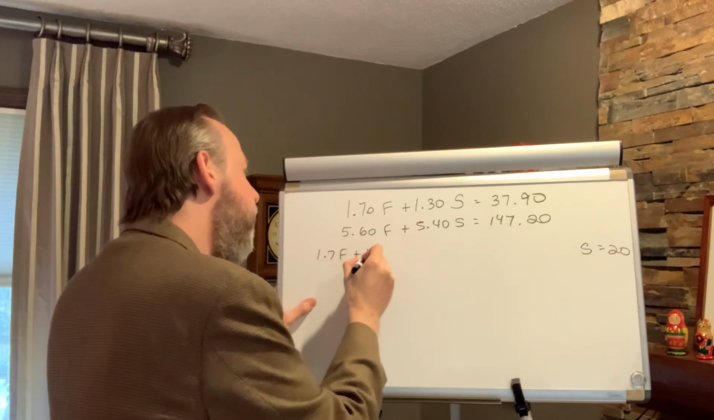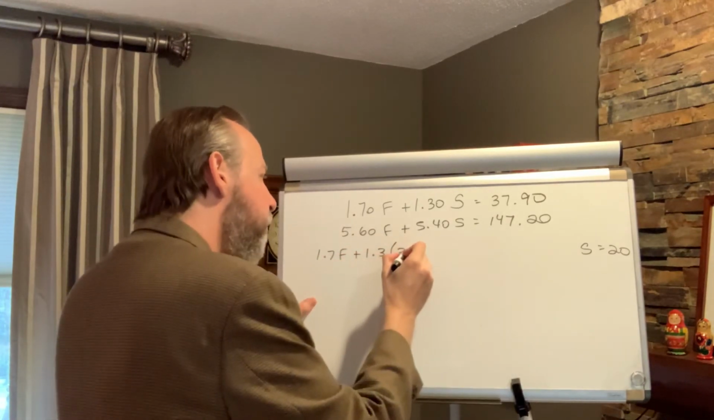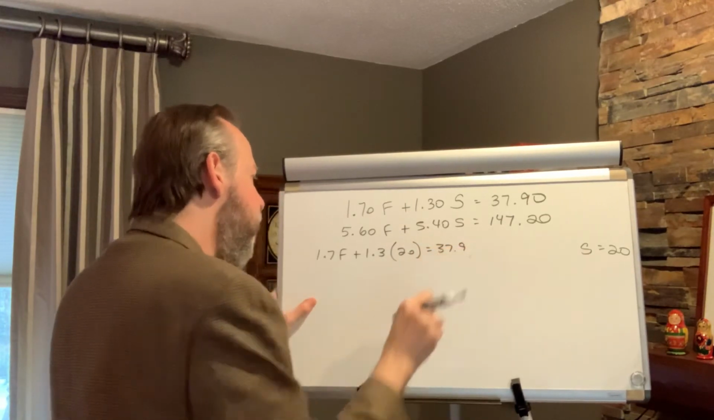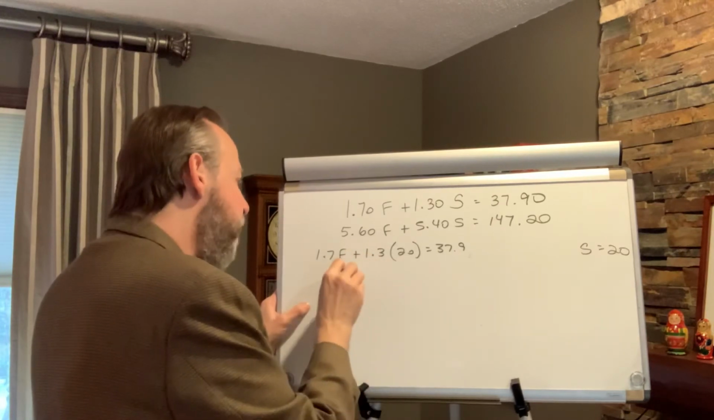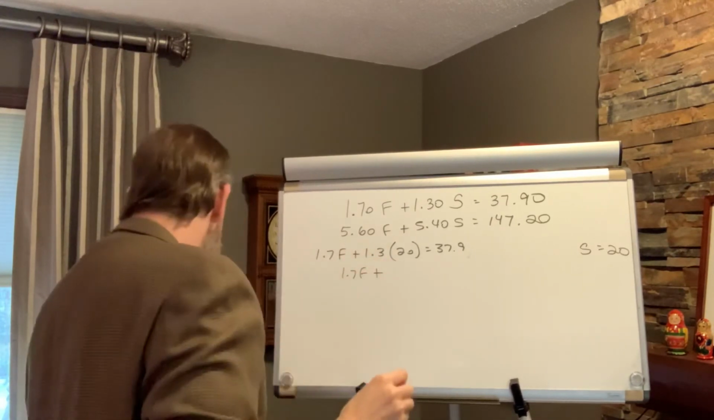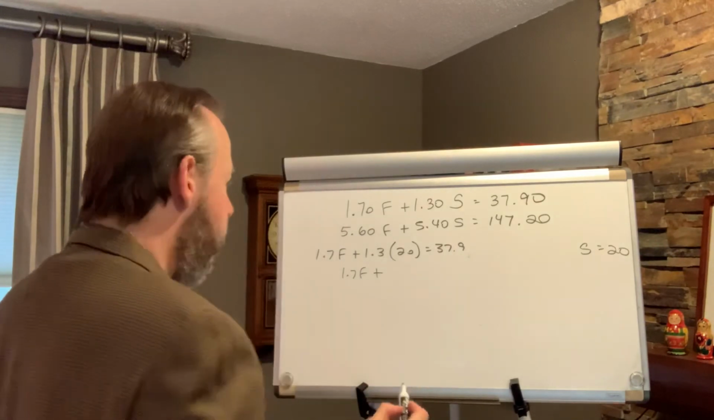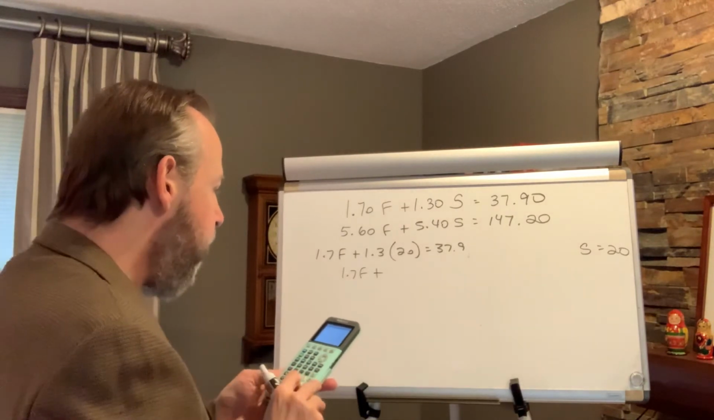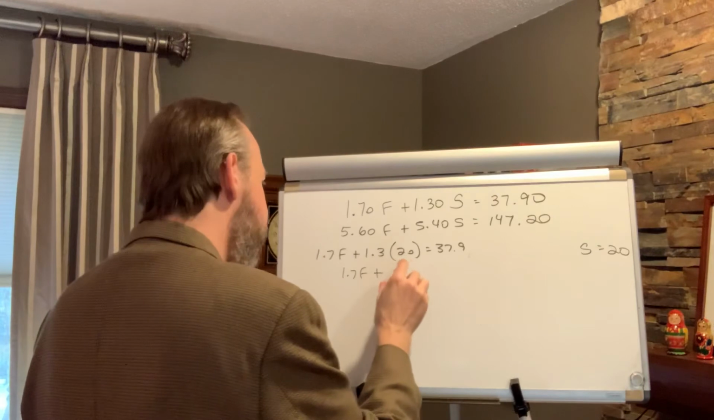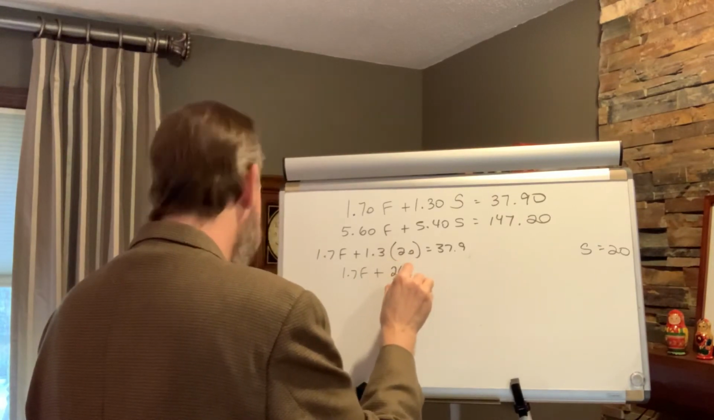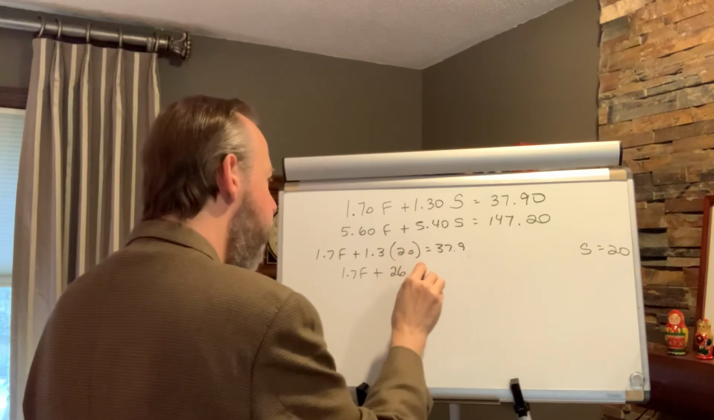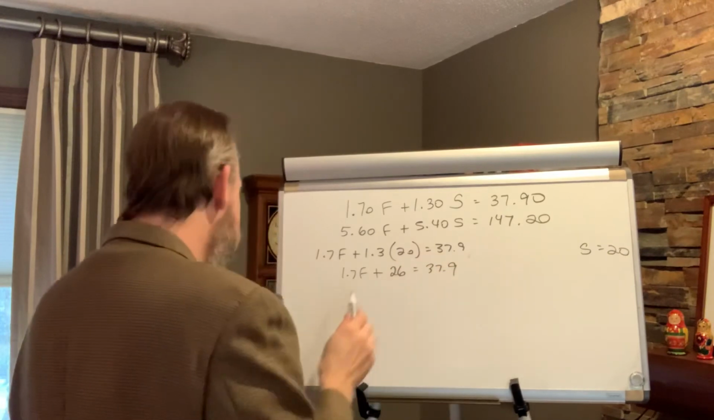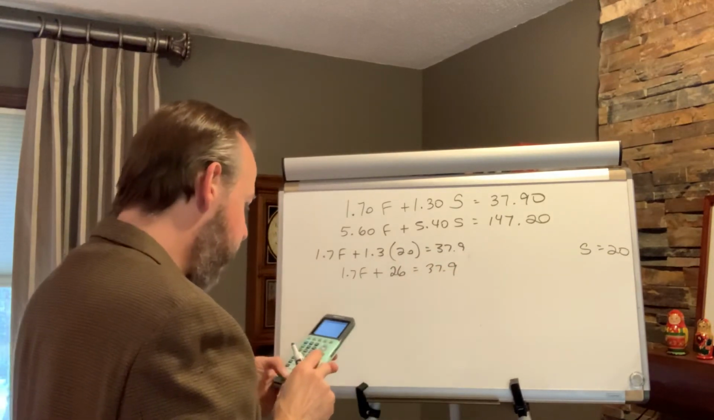1.7F plus 1.3 times 20 has to equal 37.90. I was dropping the zeros, so I'll still drop them. What do I do? Well, I multiply 1.3 times 20. What's 1.3 times 20? That's a great question. I have a calculator for that purpose, although that's not a hard question. So 1.3 times 20, we get 26. That's not a surprise. And then we have 37.9 here. I'm going to subtract the 26 from both sides.